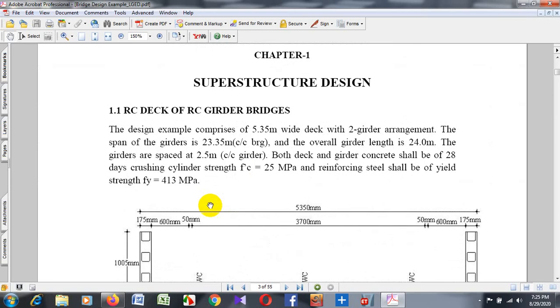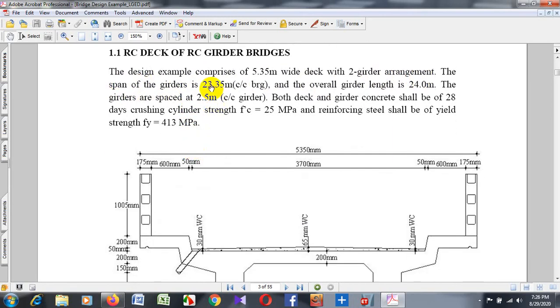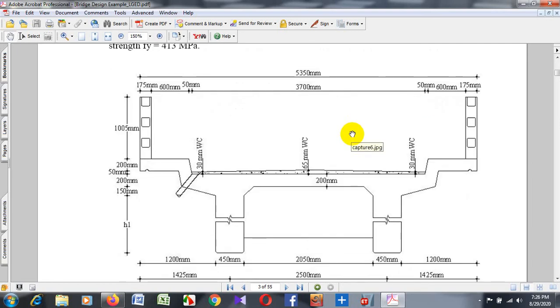First of all, design of superstructure, RCC deck of RCC girder bridge. The design example comprises a 5.35 meter wide deck with a two girder arrangement. The span of the girders is 23.35 meters center to center of bearing, and the overall girder length is 24 meters.